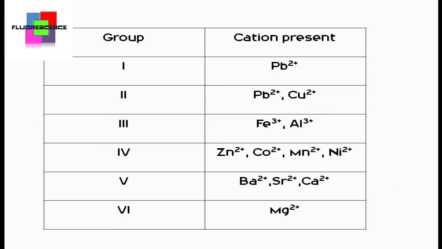Moving to group analysis. All total we have 6 groups. In the first group we have lead 2 plus ion. In the second group we have lead 2 plus ion and Cu2 plus ion. Lead is the only ion which is present in group 1 as well as in group 2. In group 3 we have ferric ion and aluminium ion. In group 4 zinc, cobalt, nickel and manganese ions are present. In group 5 barium, strontium and calcium are present, and in group 6 we have magnesium.